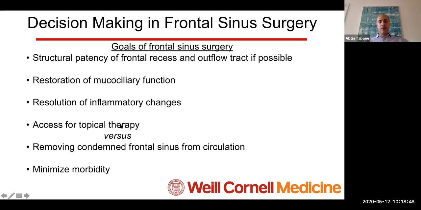Now, this concept of topical therapy for sinus health has become foundational to how we take care of these patients. It could be saline alone, could be saline with steroids, saline with antibiotics. And this topical therapy access is sort of straightforward for the maxillary, straightforward for the ethmoid. But when you talk about the frontal, it gets a lot more complicated. The angulation to reach up there is challenging. The volume and the pressure required is challenging.